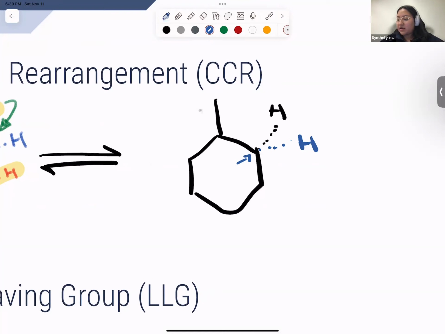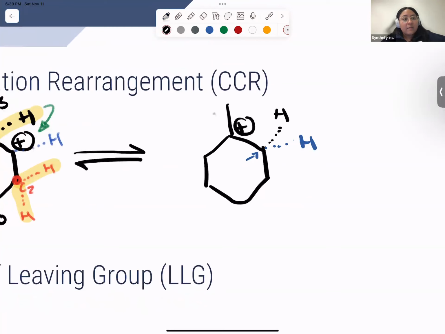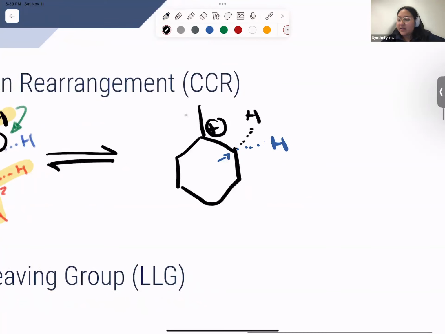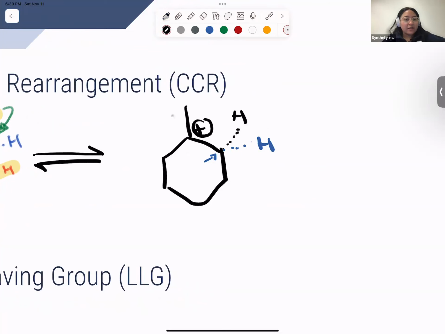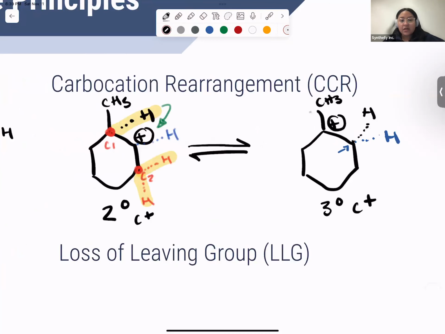Now it was transferred to this area, and that's more stable because there's more things connected to that carbocation. There's more substituents. Yes, hydrogen was still connected here in this area, but hydrogen isn't really that significant to have on your carbocation because it's so small. So it doesn't matter. However, you have a CH3 now here. It's better. And this is something that's called a tertiary carbocation. So we went from a secondary to a tertiary carbocation, and that's a carbocation rearrangement.